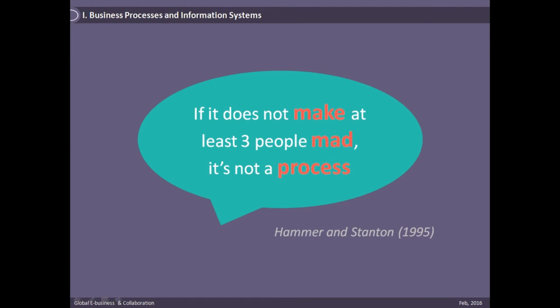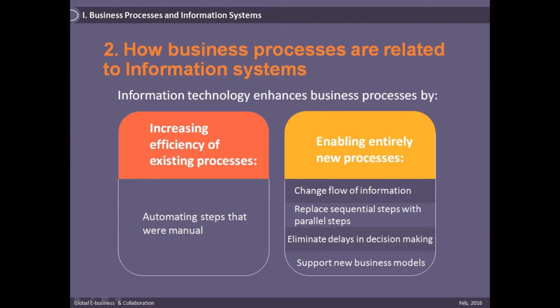There is a quote that if it does not make at least 3 people mad, then it's not a process. So how can business processes be improved and supported by the information system? Information technology can improve business processes in many ways. It can increase efficiency by automating steps that were manual. It can enable entirely new processes by changing the flow of information, replacing steps, eliminating delays, or supporting new business models.